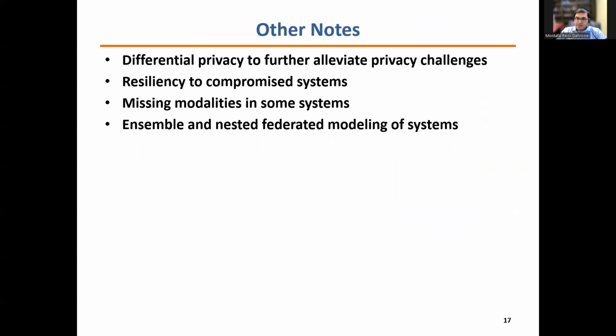Here are some other notes. To further alleviate the privacy challenges, we may consider applying differential privacy to this model. Also, we may consider resiliency to compromised systems. If some systems are compromised and they have data integrity issues, then how can we be resilient when building the aggregated model? Missing modalities, as I mentioned before, is another challenge that should be addressed.